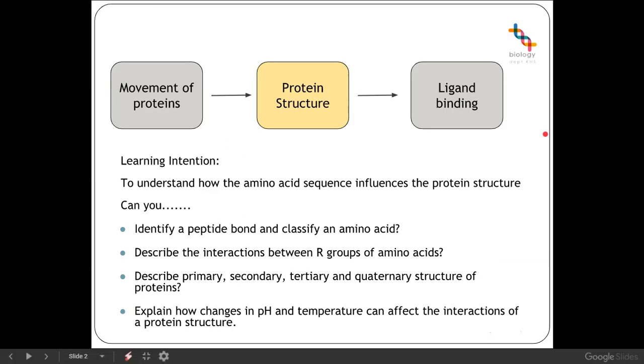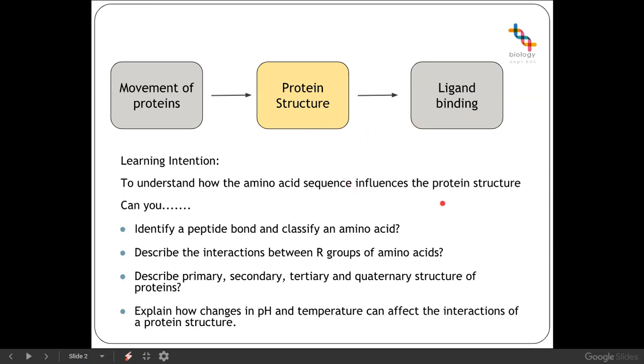So up till now, we have looked at how proteins are synthesised and moved around the cell. We're going to look in a bit more detail about how that protein is actually structured in terms of its amino acids. And then in the next lesson, we'll move on to look at the binding of ligands to proteins and how these can influence their structure.